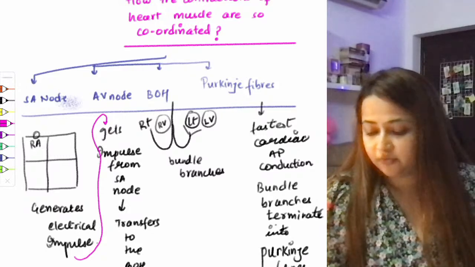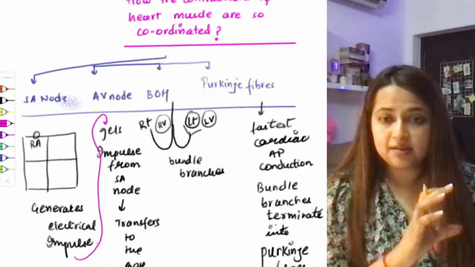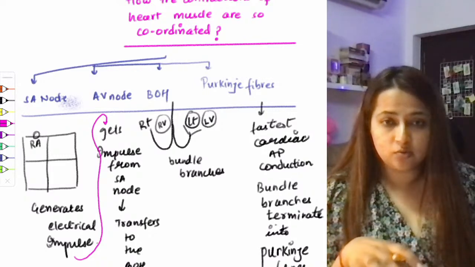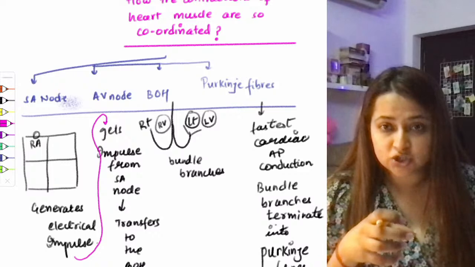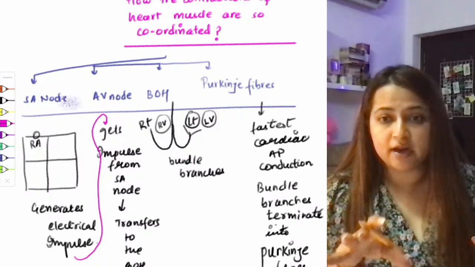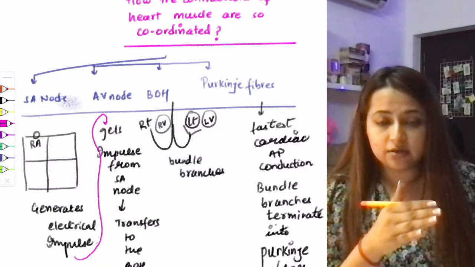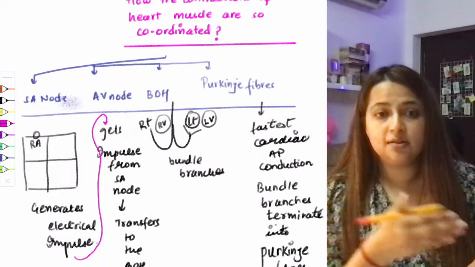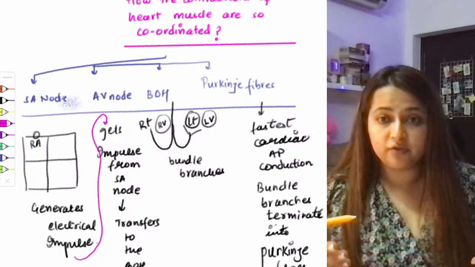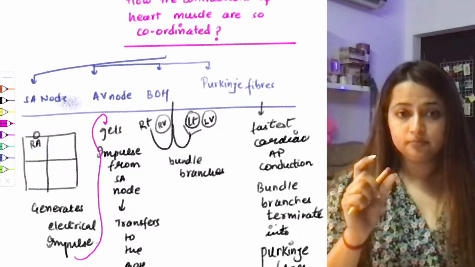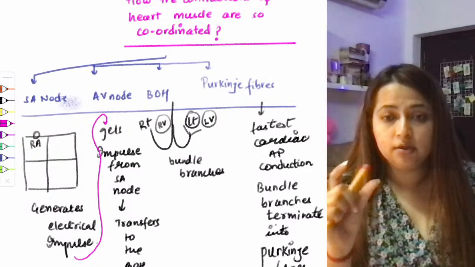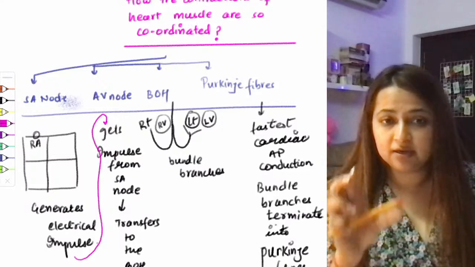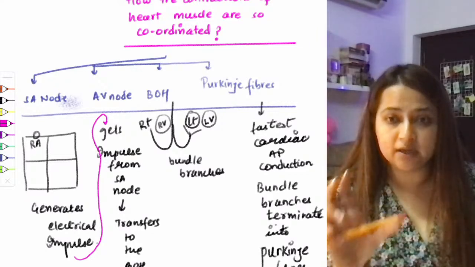Now, a very important function of the AV node. Once the SA node has started the electrical impulse, there is going to be a contraction of the atria. After that, this impulse reaches the AV node. Now what should happen is there should be contraction of the ventricles. But something happens in between. The AV node performs a very important function of delaying the conduction. It has a slow conduction.